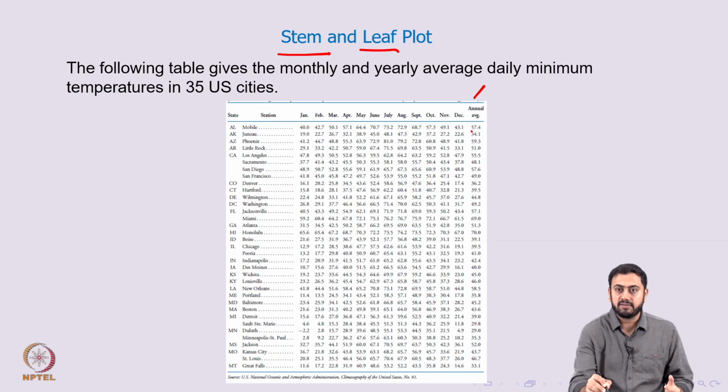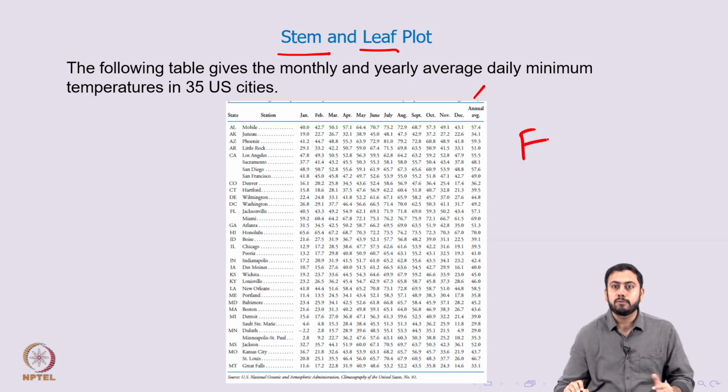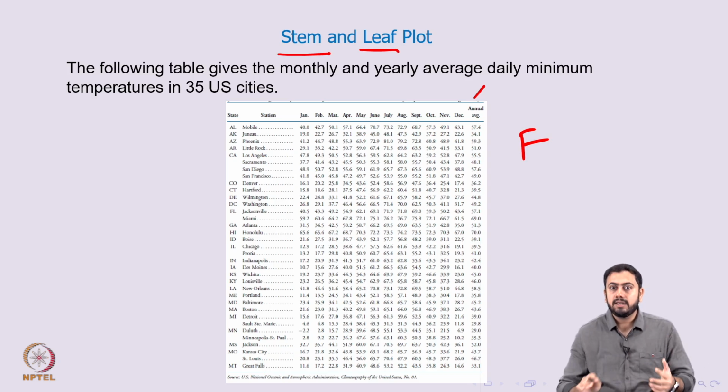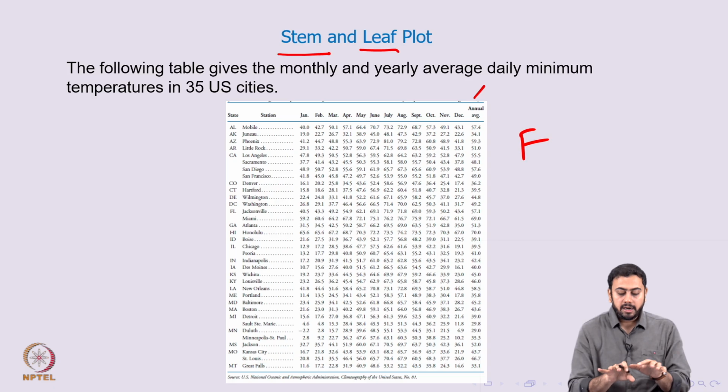For example, 57.4, 34.1, all the way up to 33.1, and remember that all these temperatures are in Fahrenheit, of course. So 57.4, then let's say 51 corresponding to Little Rock, then Los Angeles, Sacramento, San Diego, San Francisco, all the way up to St. Louis, Great Falls, etc. Alright, so the data set contains 35 US cities and their corresponding annual average minimum temperatures. So all these are minimum temperatures in Fahrenheit. And now our goal is to create a stem and leaf plot from the data set that we have.